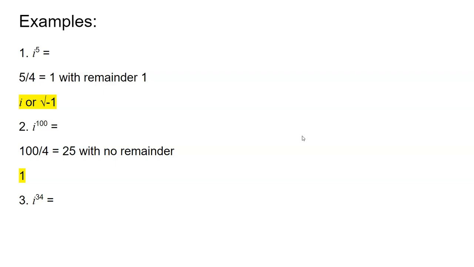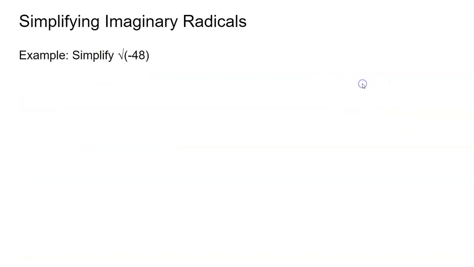Now i to the 34th power. This one's a little harder. 34 divided by 4, if you don't know what that is, it's 8 with a remainder of 2. And if you have a remainder of 2, then that means this whole expression is equal to -1. Pretty simple stuff. Now we're going to take our application of i and we're going to delve a little further by simplifying imaginary radicals. So hopefully you know how to simplify radical numbers already, but now we're going to simplify imaginary radicals where they have a negative number.